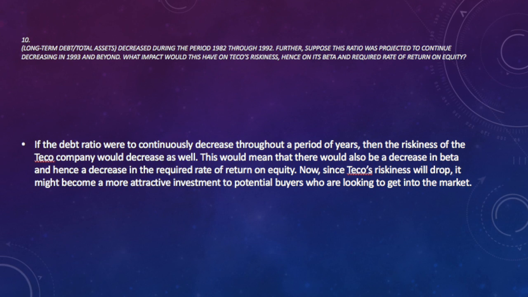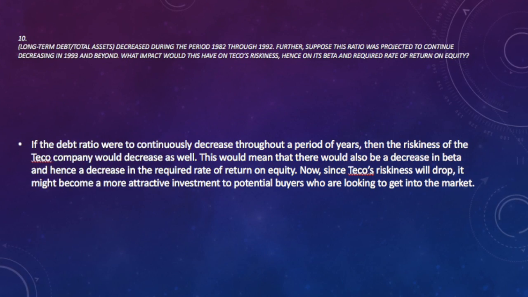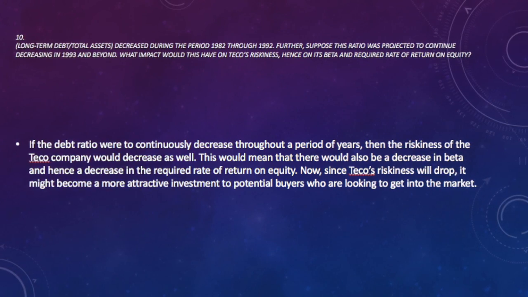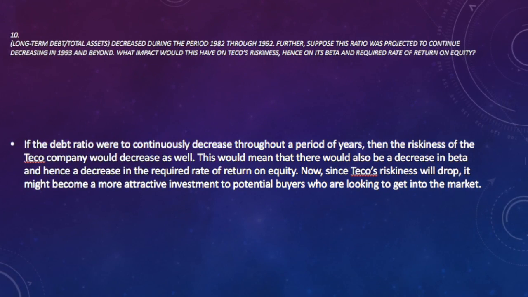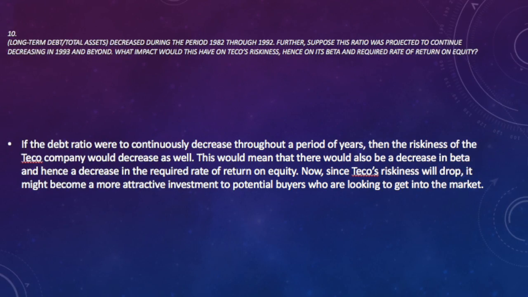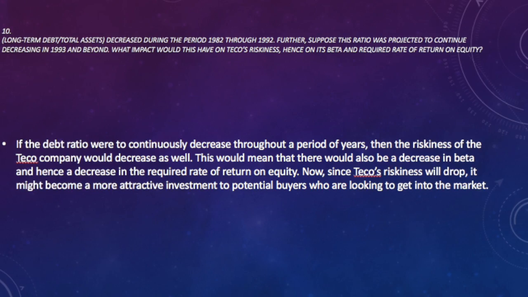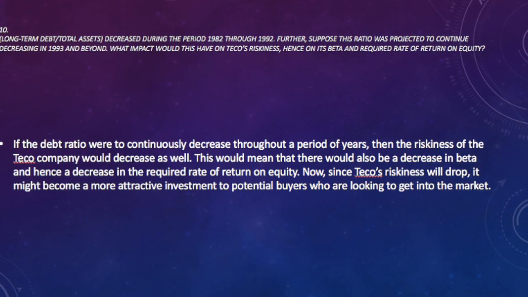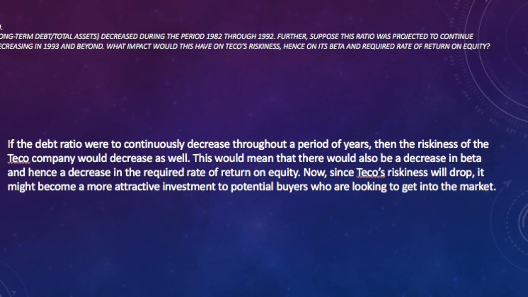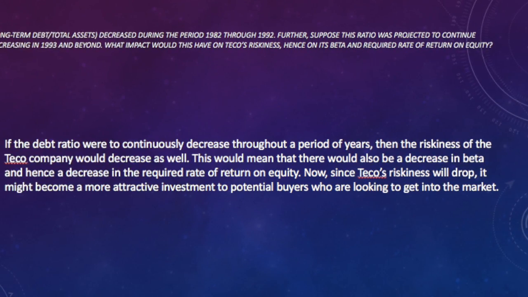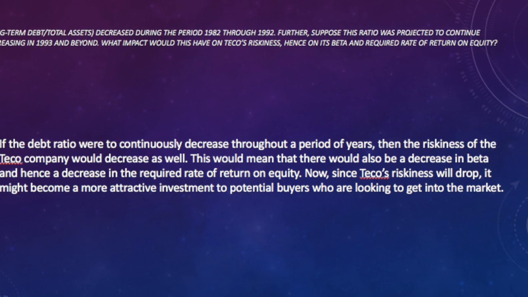Question 10. Suppose the debt ratio was projected to continue to decrease in 1993 and beyond. What impact would this have on TICO's riskiness, hence on its beta and required rate of return? So in this case, if the debt ratio were to continually decrease throughout time, then the riskiness of TICO company would decrease as well. This would mean that there would also be a decrease in beta and a decrease in the required rate of return on equity.